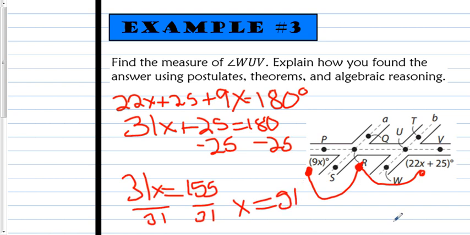Now, I'm sorry, x is not equal to 51, my bad. X equals 5. Getting ahead of myself. X equals 5. 155 divided by 31 is 5.